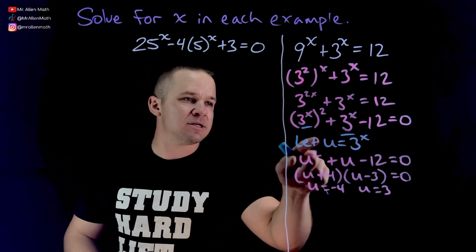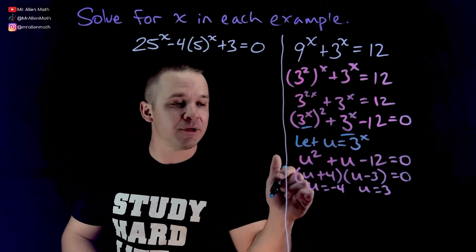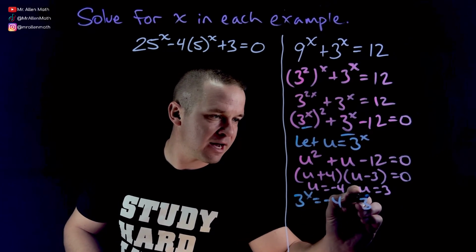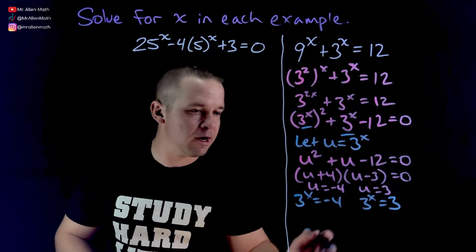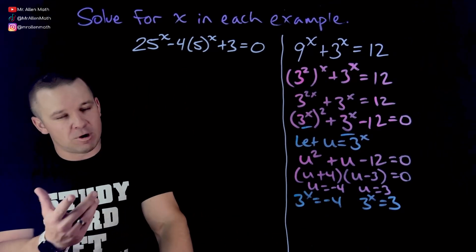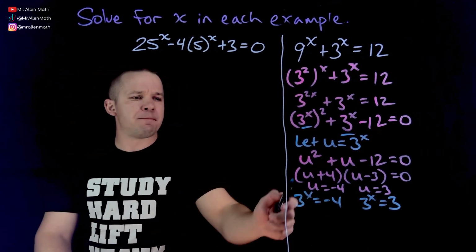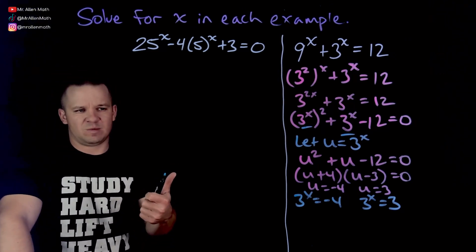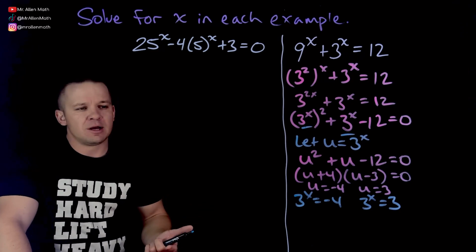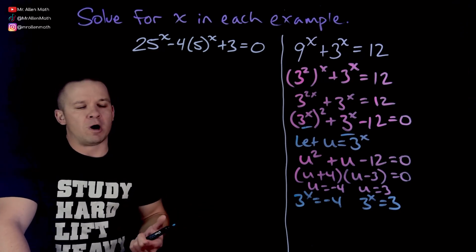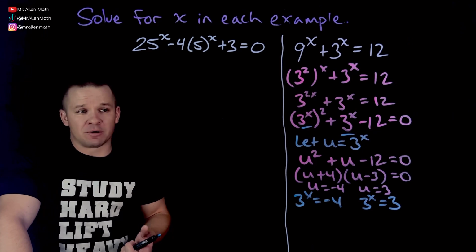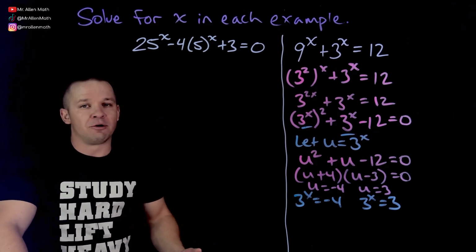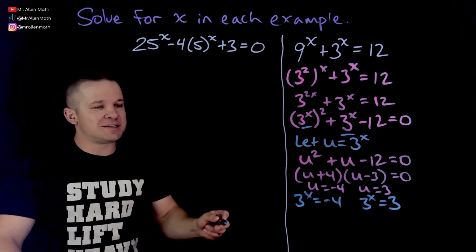But now what I can do is throw the 3 to the x back in place of u. So 3 to the x equals negative 4, and 3 to the x equals 3. Well, question for you. 3 to some power. Can I ever get a negative answer for that? Well, if I use a positive exponent, it's just a bigger number, unless it's between 0 and 1. If I use a negative exponent, it's just going to be a reciprocal. So if I did 3 to the negative second, I just get 1 over 9. I don't get negative 9, I get 1 over 9. So this is actually impossible right here.